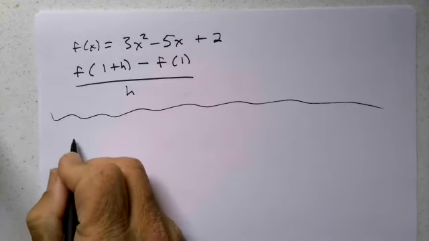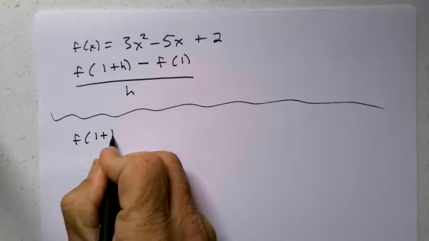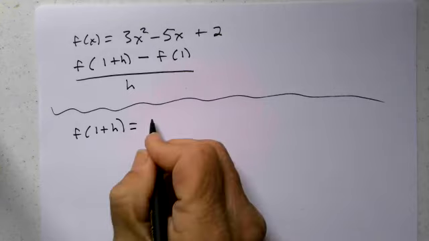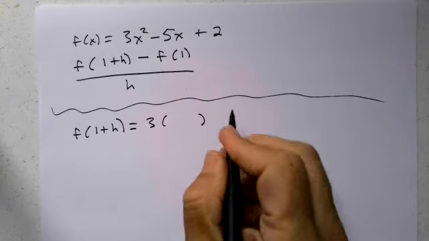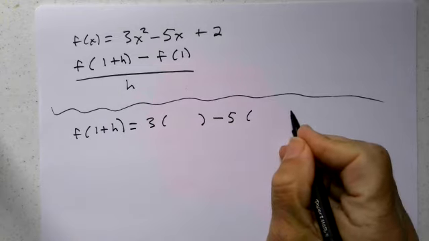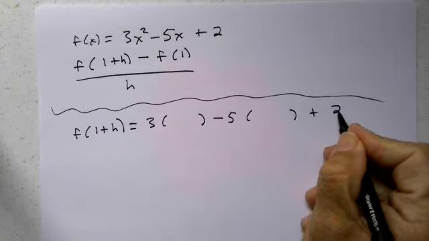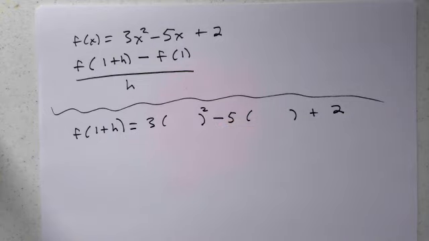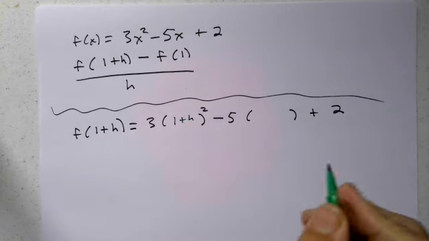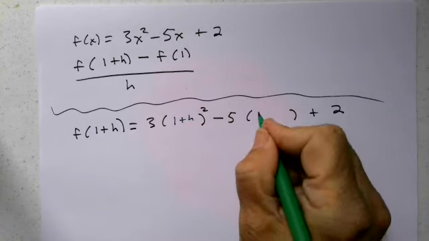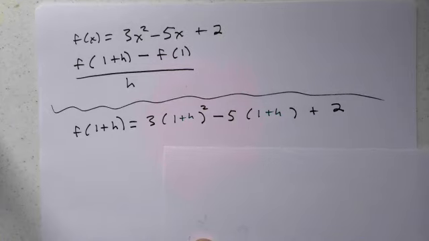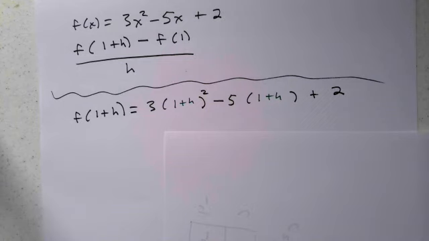I'm going to start with f of 1 plus h. So wherever we see an x, we're going to replace it with 1 plus h. So I have 3 times x squared, so 3 times 1 plus h squared, minus 5 times 1 plus h, plus 2. When I'm doing the difference quotient, I think it helps to break it into its pieces. So again, 3 times 1 plus h squared minus 5 times 1 plus h plus 2. I need to do 1 plus h squared, so again I'm going to visualize that.